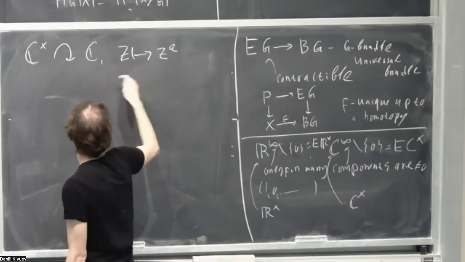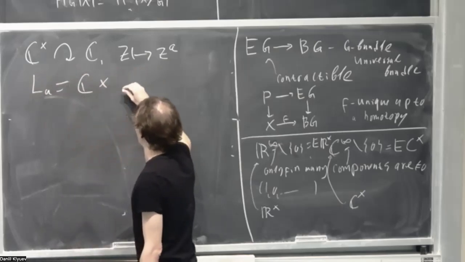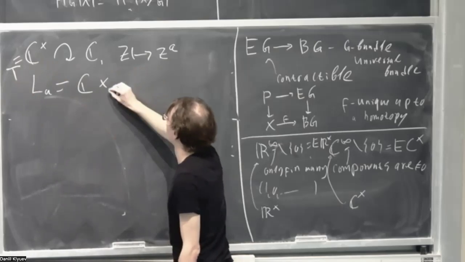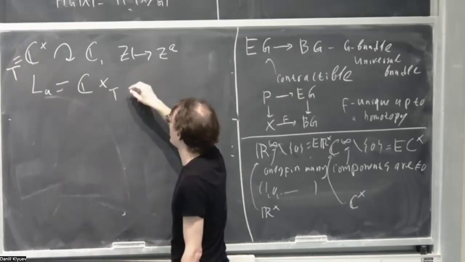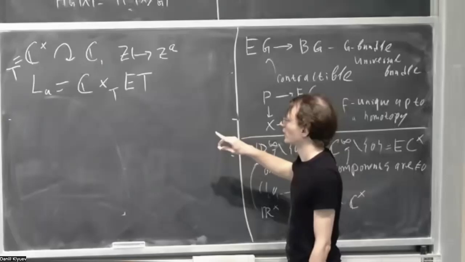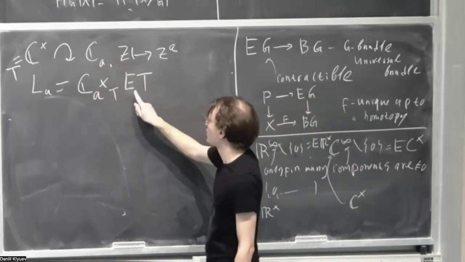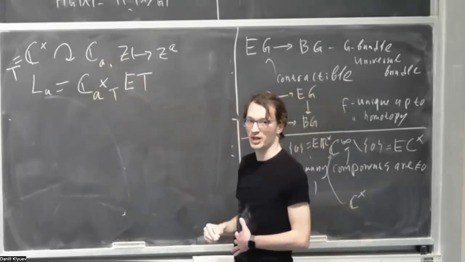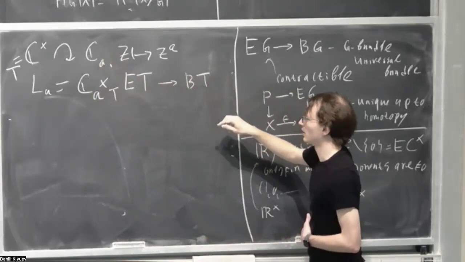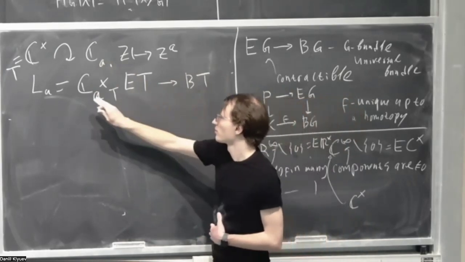So I consider this representation, and I define L_A as, sorry, let this be T so that I don't confuse myself. So C cross_T ET. Let this be C_A. So C_A cross_T ET, L_A. And this maps to ET, and the fiber over a point is C.